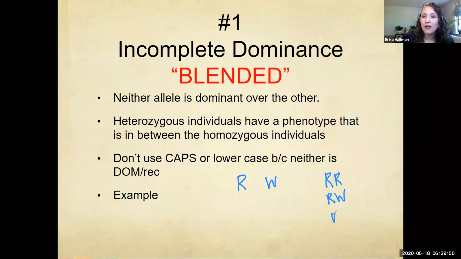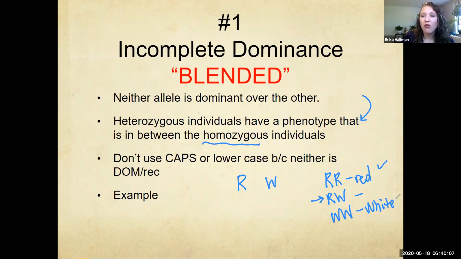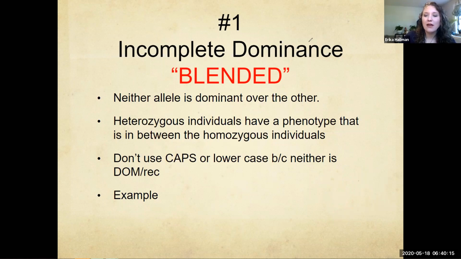RW, and WW. So this would be red, this would be white, and then remember, they have a phenotype. So heterozygous individuals, this one's heterozygous, will have a phenotype between homozygous individuals. So if we have red and we have white, think about art class, you blend them together, RW would be pink, okay? So that's one of the ways we can think about incomplete dominance.